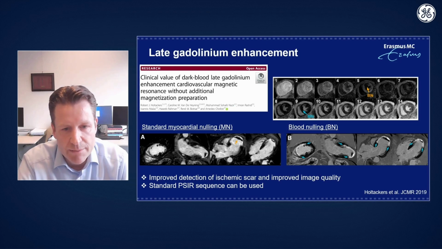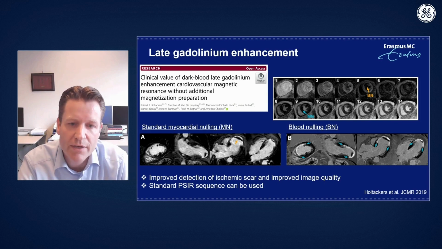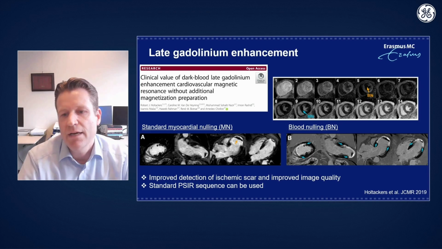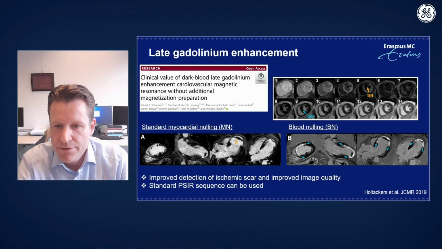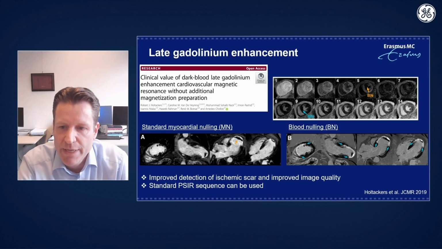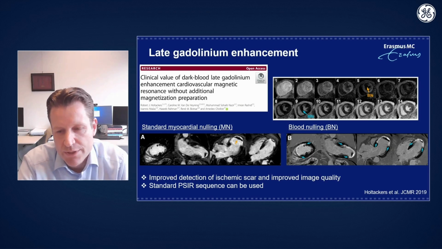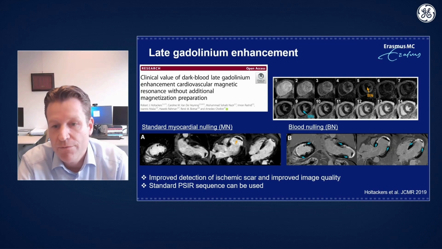So on the left, you see the images where it's quite hard to depict the myocardial scar from the blood pool. And on the right, you see the same, from the same patient, the image where they nulled the blood. And you see a much better delineation between the myocardial scar and the blood. So what they showed was an improved detection of ischemic scar, especially the subendocardial infarction, and improved image quality. They used the standard SEER sequence for this imaging.